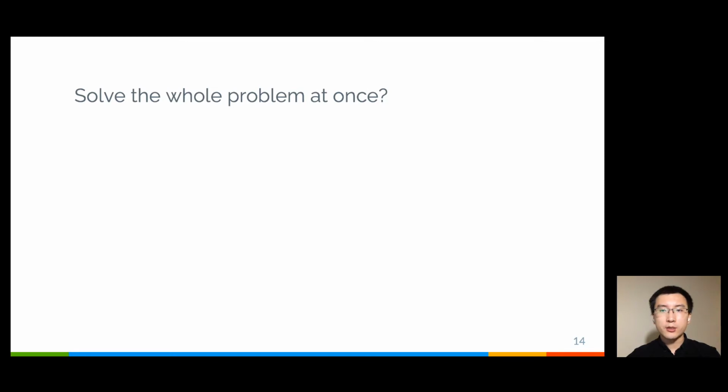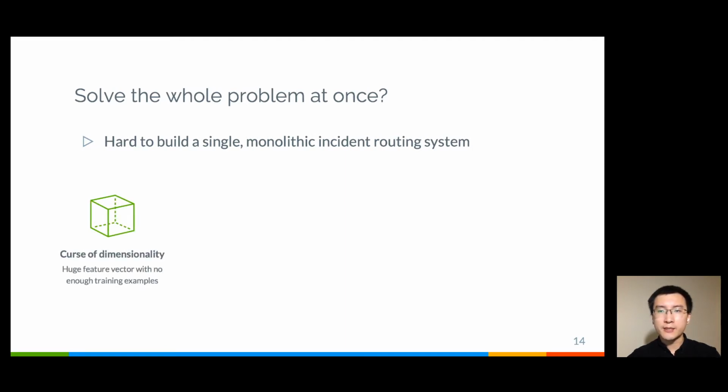There are many ways to build such a machine learning system. The simple solution would be to build a huge machine learning algorithm that solves the problem at once. But we quickly found that it is really hard to build such a single monolithic incident routing system with high accuracy. There are 4 problems. The first problem is the curse of dimensionality. Because the global routing system should consider everything, this large amount of information can easily result in a huge feature vector, but we don't have enough examples to train it.